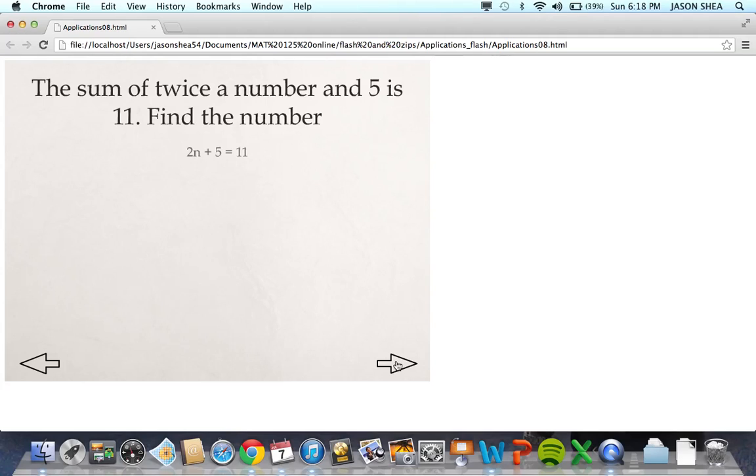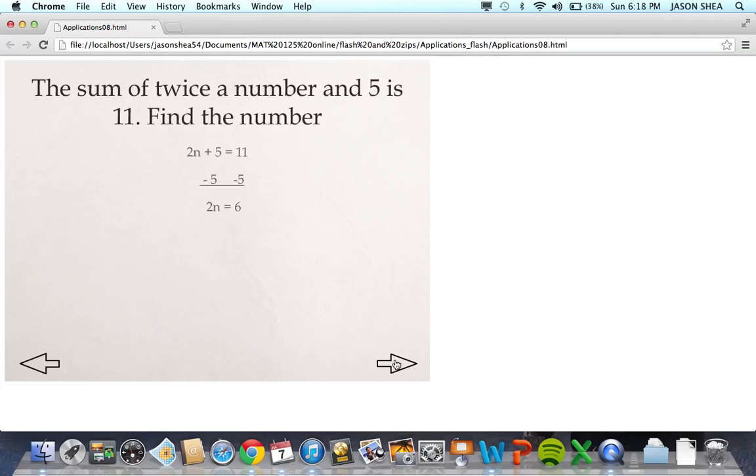The number in question here is just referred to as the number. We know we're supposed to find the sum of twice that number and 5, which means we're adding 5 to 2 times the number we don't know. We write this as 2n plus 5 equals 11.